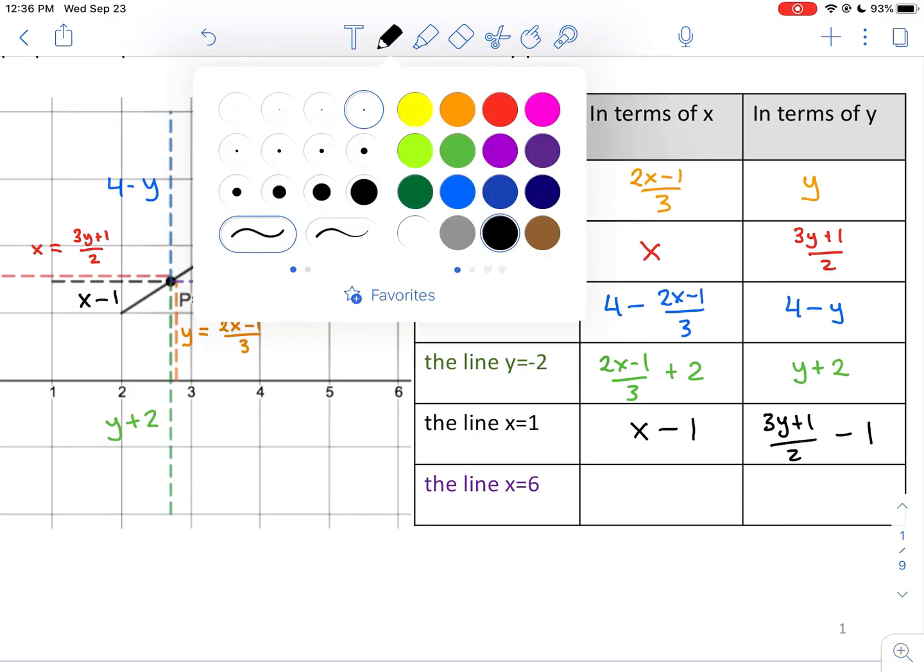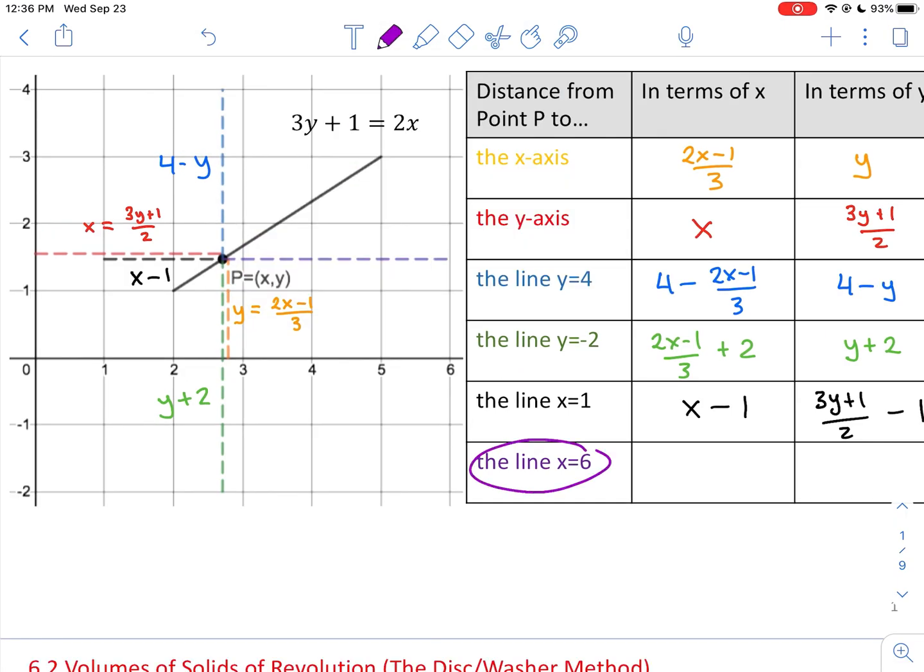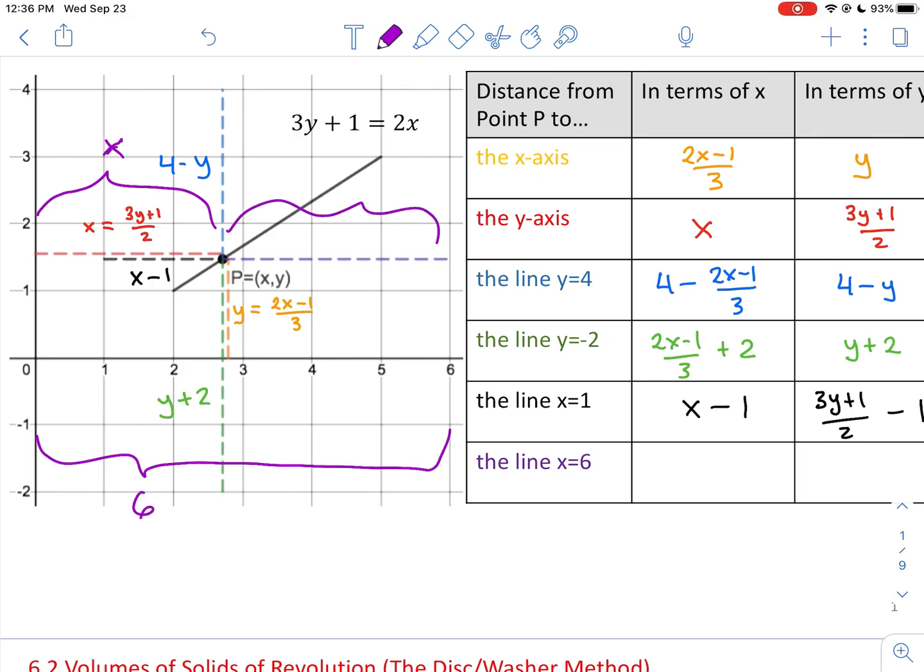Okay, now let's do the purple line segment, the distance up to the line x equals 6. Now I know that from the y-axis to 6, that length is 6. And we also know that from the y-axis to the point P, we're saying is x. Therefore, we can do some subtraction to figure out the rest of this. We would say the total length 6 minus the length x, and that gives us the length that we're after.